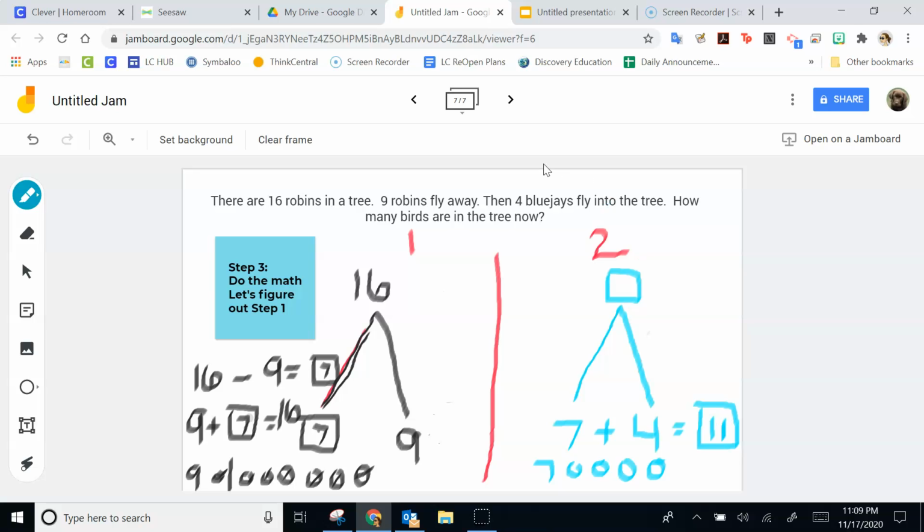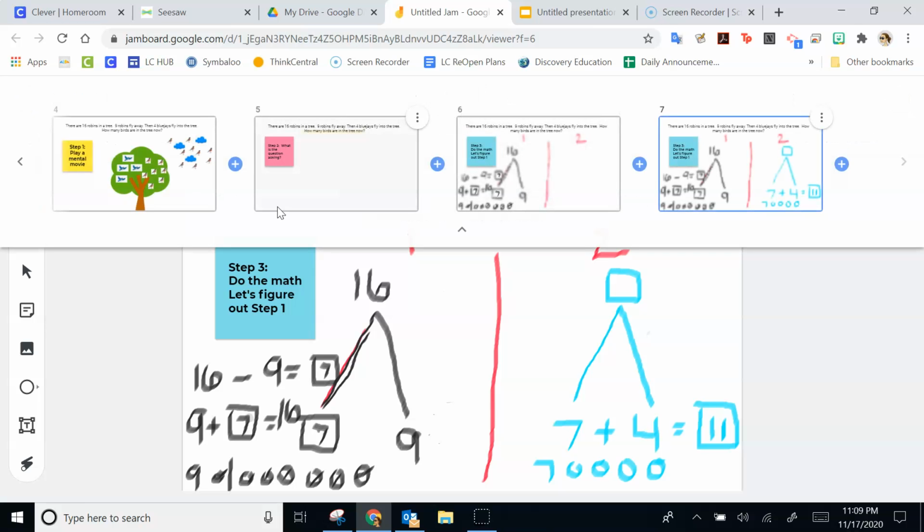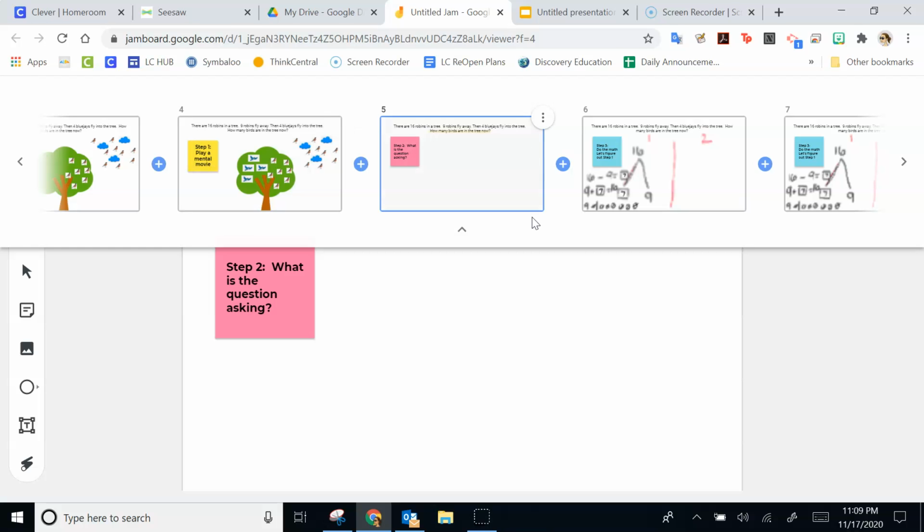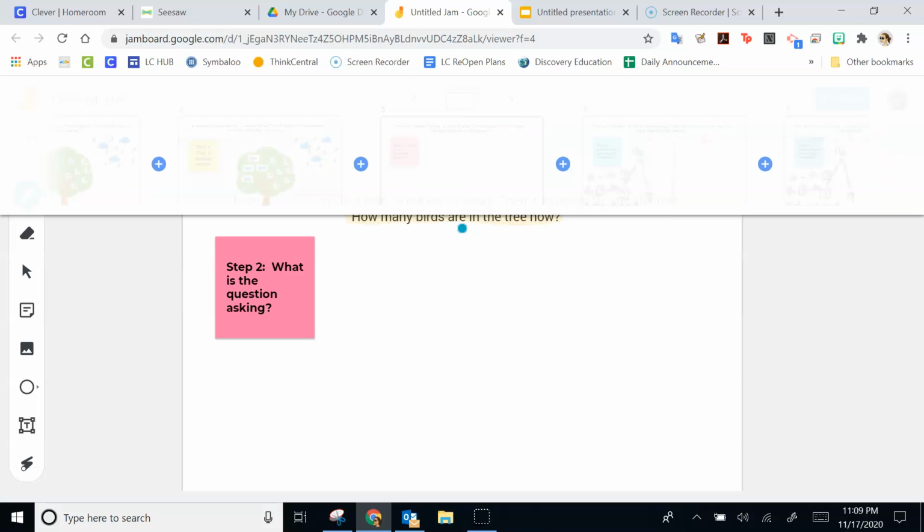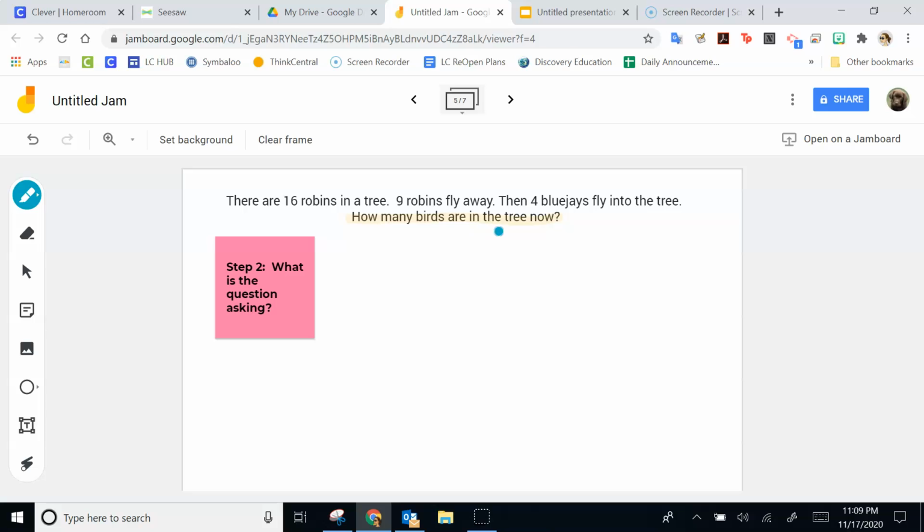So now, if I go to my question, and if I go way back here, the question said, how many birds are in the tree? My answer is 11 birds.